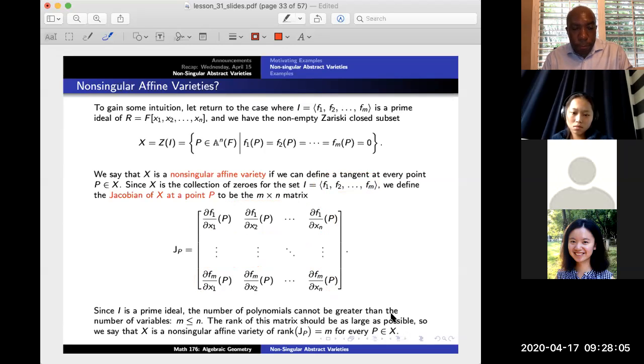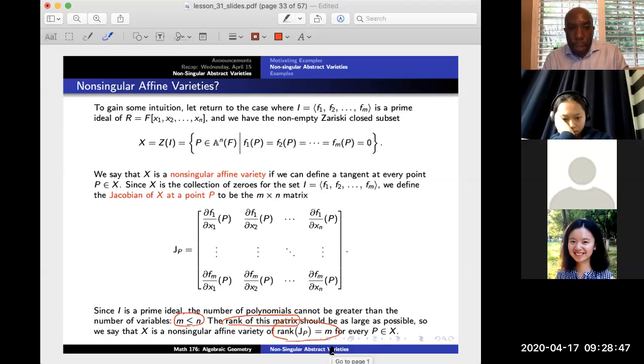Now if we think about it, I have m equations and n variables, so I better have more variables than I do equations. Everything's set up so that m is less than or equal to n. That's the first idea: m here should be less than or equal to n. So what I want is for the rank of this matrix to be as large as possible. I want the rank of this matrix to be m for every point. I'm going to come back in a couple of slides and say a little bit more about why.